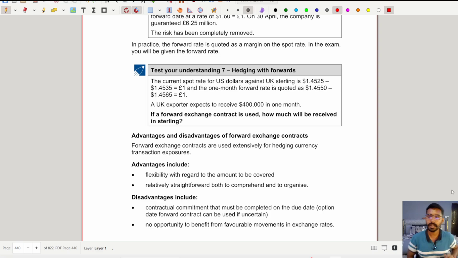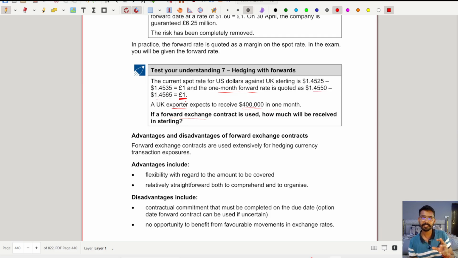So in this example, you are an exporter expecting to receive 400,000 in a month. You have the spot rate and you have the 1 month forward rate. Here they are asking you what the forward exchange contract would be, so we are going to use the 1 month forward rate. Now you have the base currency as pound. Even if it is on the right hand side, the base currency is the currency which is given as 1 unit. So the base currency is pound. 1 pound is equal to 1.4550, 1.4565. Now which is the rate that you should be using?